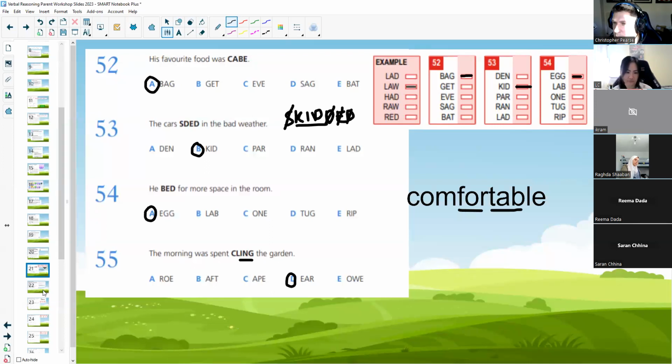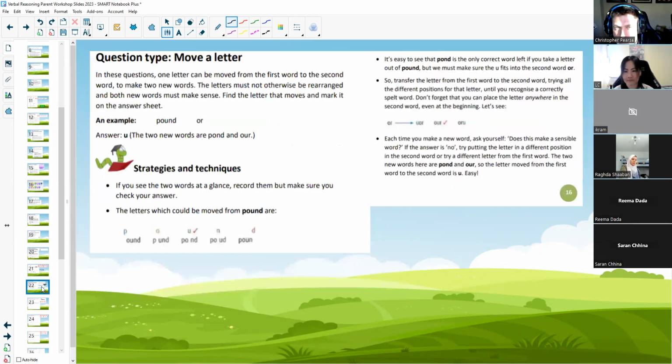Are there any questions about missing 3-letter words? Anything you'd like to ask? Well, thank you very much for giving those a go and also doing so well on those. Brilliant. Let's go and have a look at another question type, shall we?